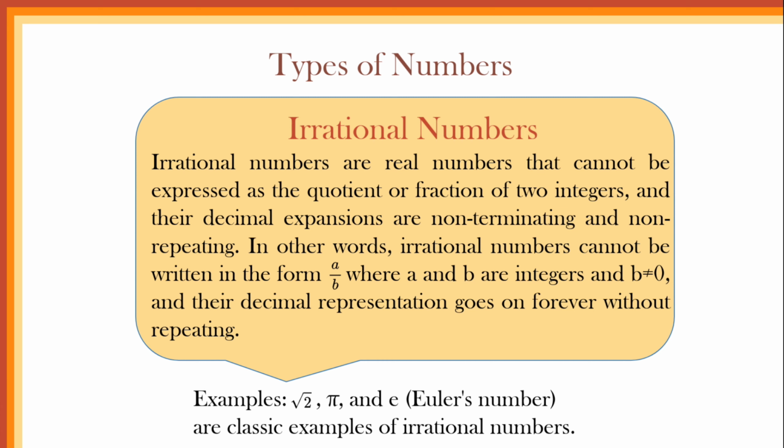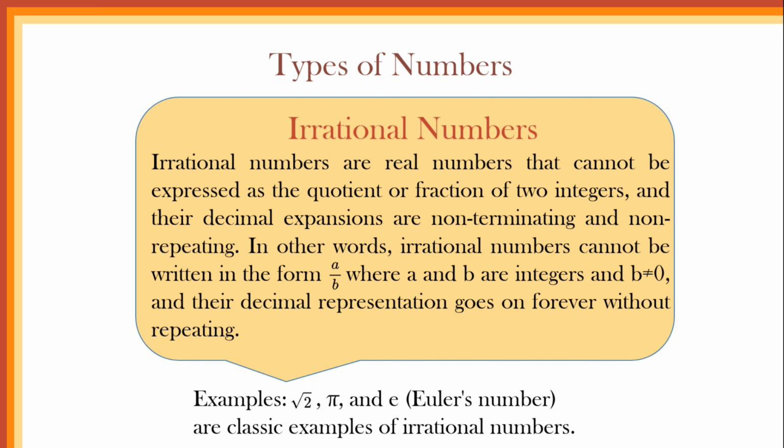Irrational numbers are real numbers that cannot be expressed as the quotient or fraction of two integers, and their decimal expansions are non-terminating and non-repeating. Let's delve into the key characteristics and properties of the irrational numbers. Irrational numbers cannot be written in the form of a by b, where a and b are integers and b cannot be 0. Additionally, their decimal expressions go on forever without repeating.